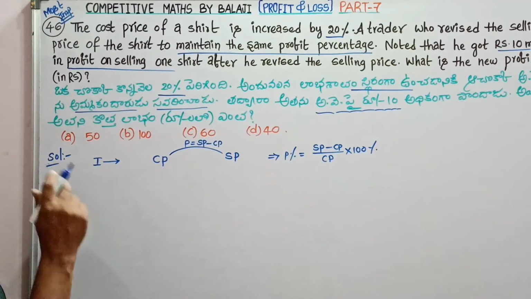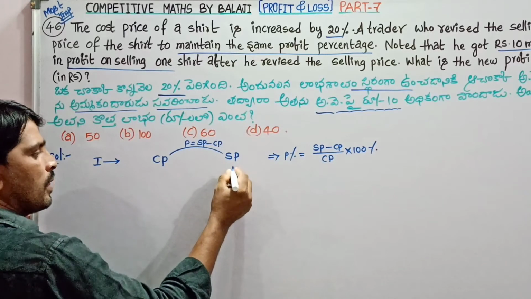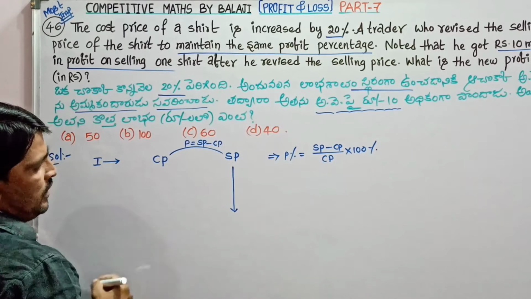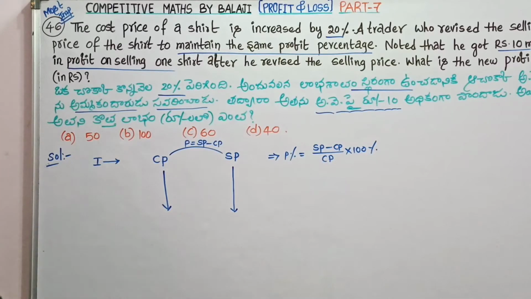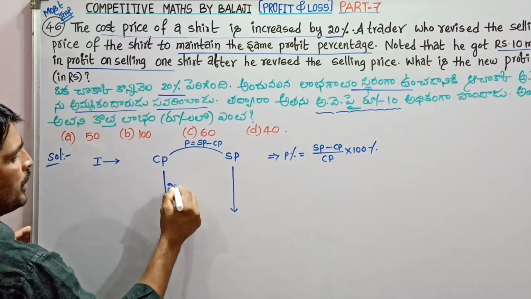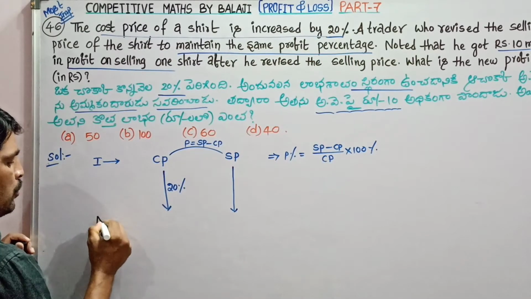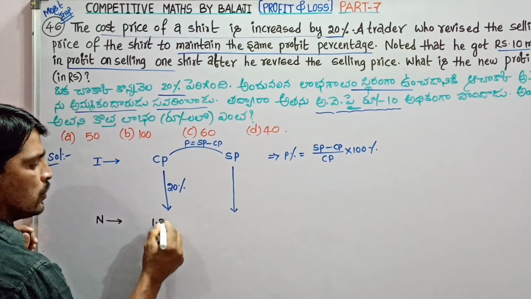Now, a trader revised the selling price of the shirt to maintain the same profit percentage. Yes, so SP is revised here and CP also. Given that the cost price of a shirt is increased by 20%, the new CP becomes 1.2 times the initial CP.